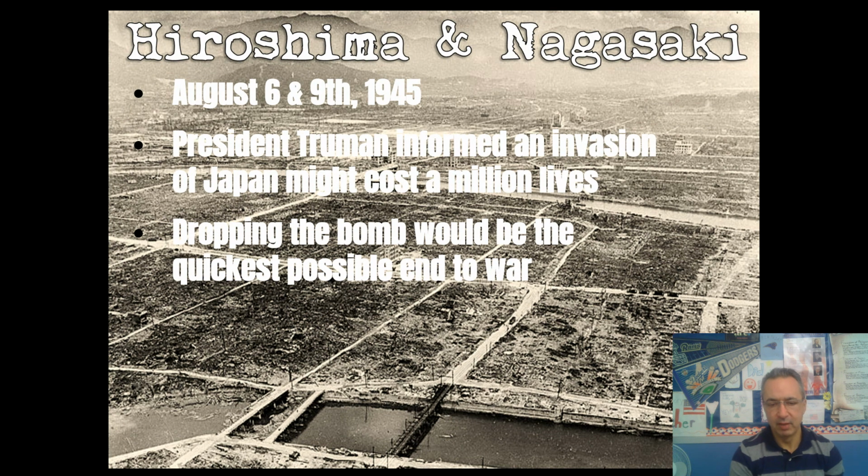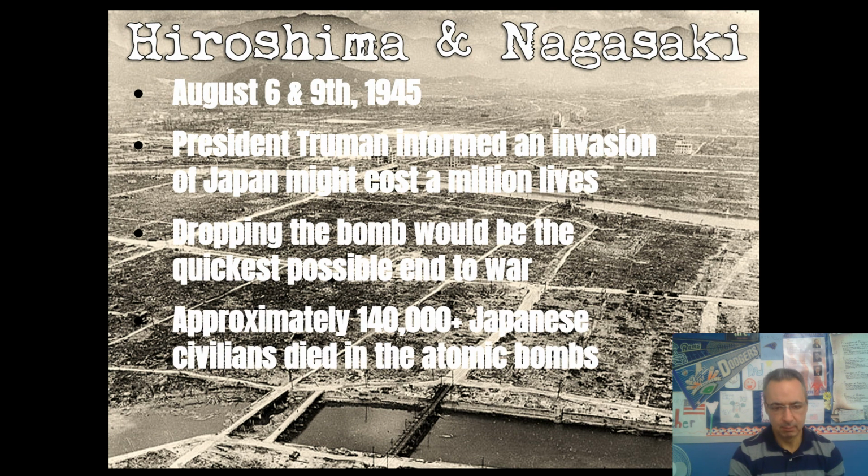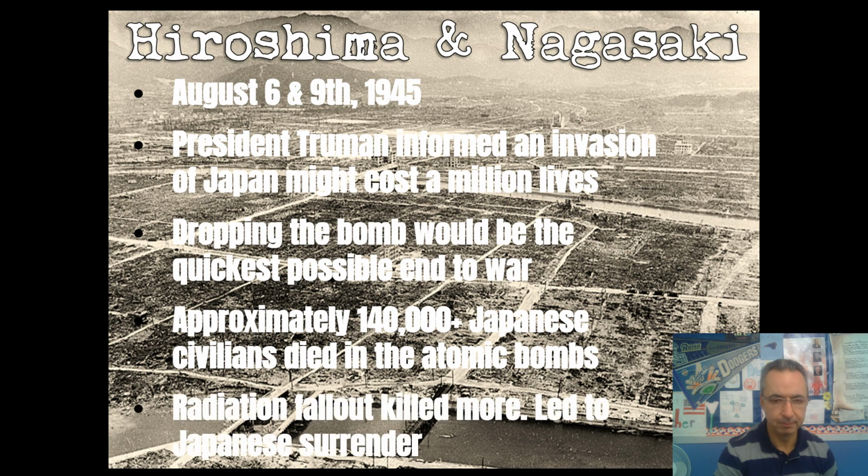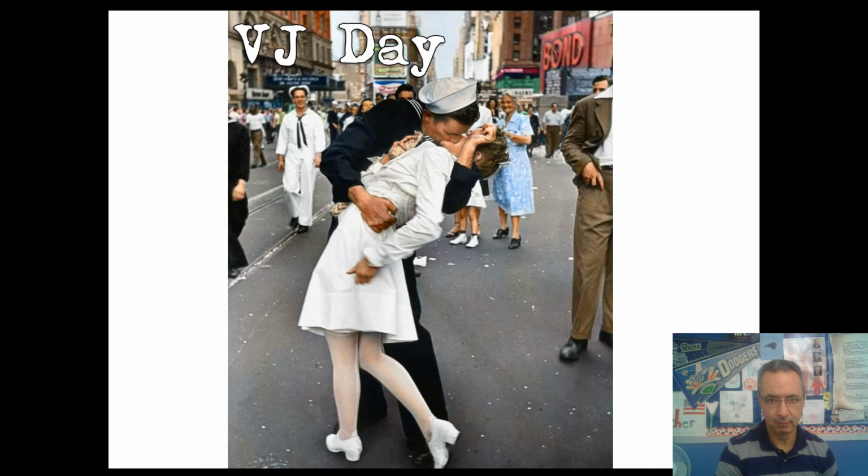This kind of helped to sway Truman's opinion. Approximately 140,000 Japanese civilians died instantaneously with the two atomic bomb attacks. Others would die shortly thereafter from fallout. The second atomic bomb would finally get the Japanese, who were very stubborn and very prideful, to finally surrender.